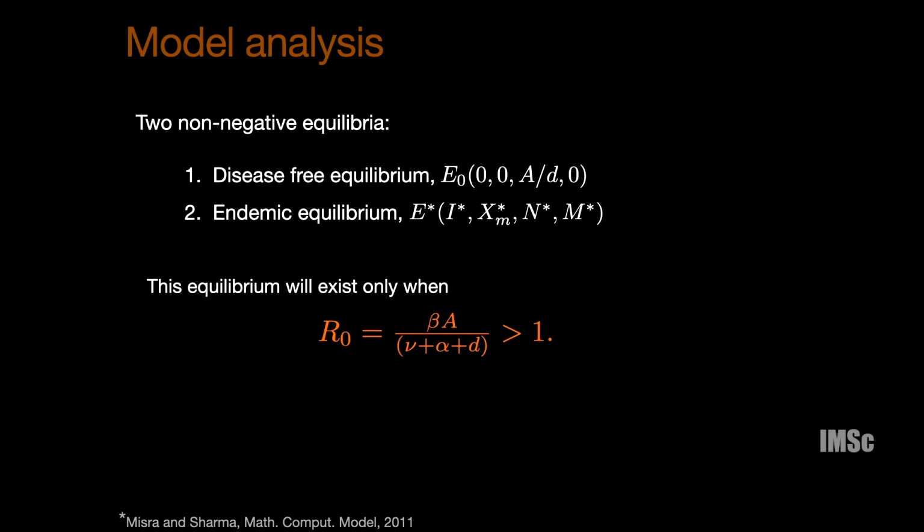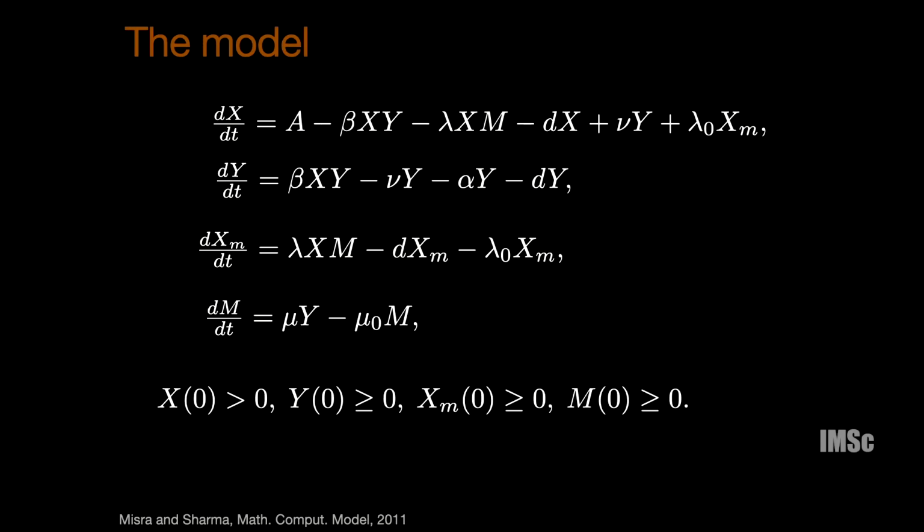Can you go back to the equation? What is the mu naught? Mu naught is the rate at which they are fading media campaigns. And mu is the rate at which they are implemented, and it changes, increasing at a rate proportional to the infected individuals.